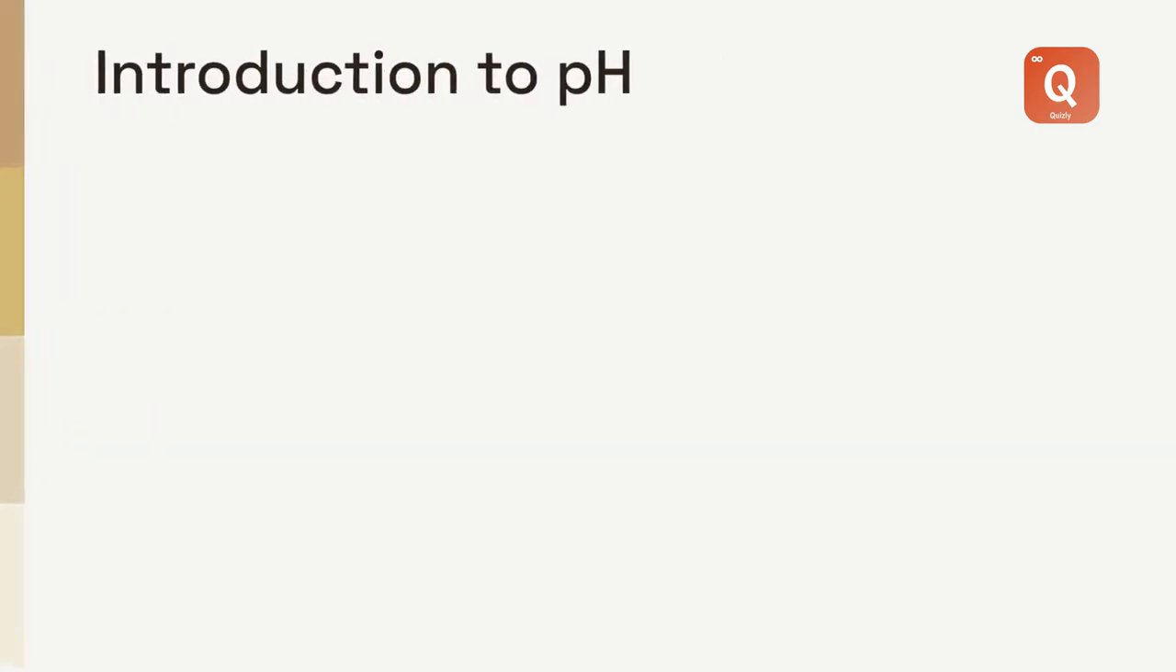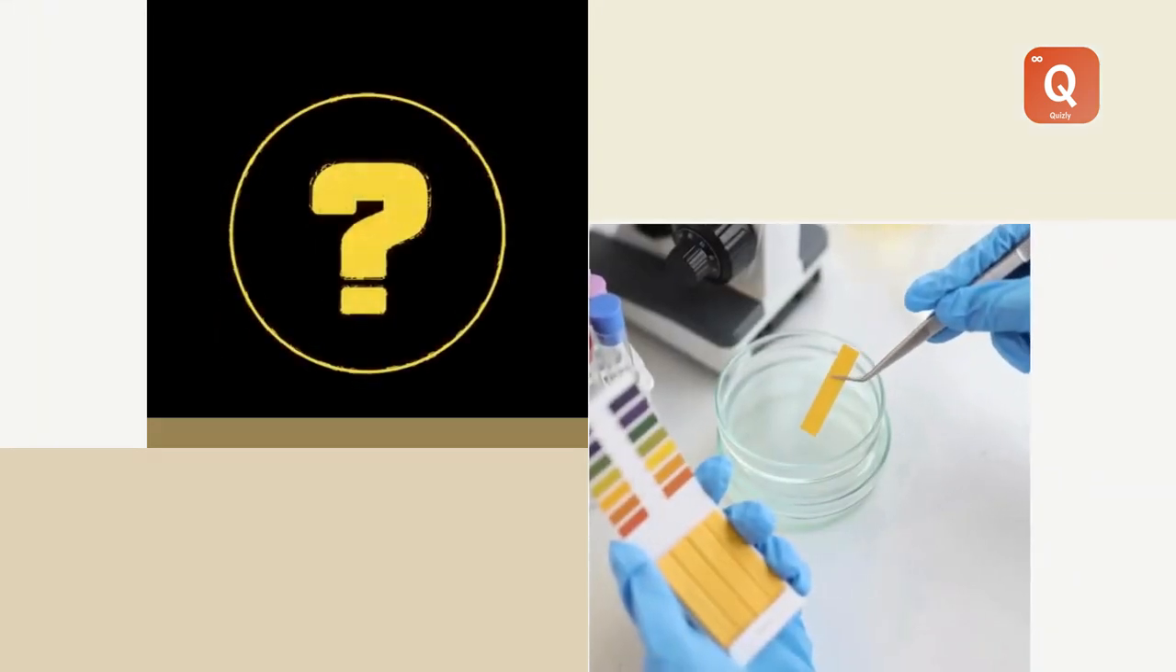Have you ever wondered how scientists measure the strength of an acid or a base? It's not just about taste or feel. There's a precise way to do it, and it's called the pH scale. So how do we measure how strong an acid or base is? Is there a universal tool for this? To answer that, we use the pH scale.